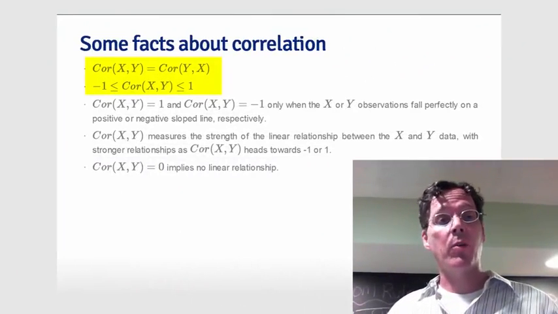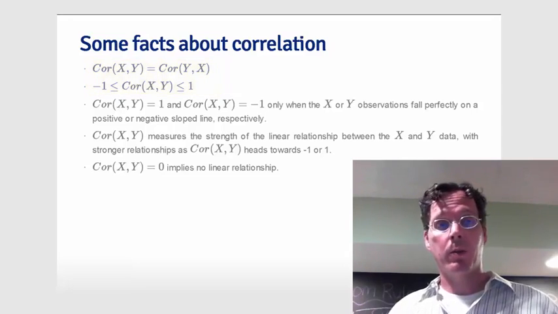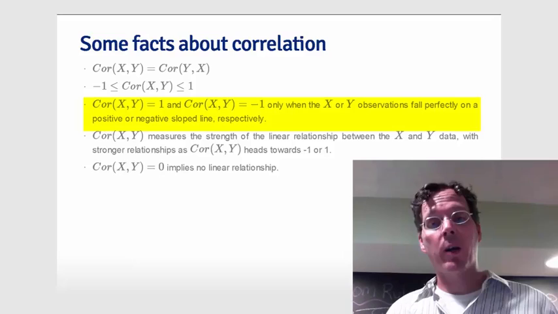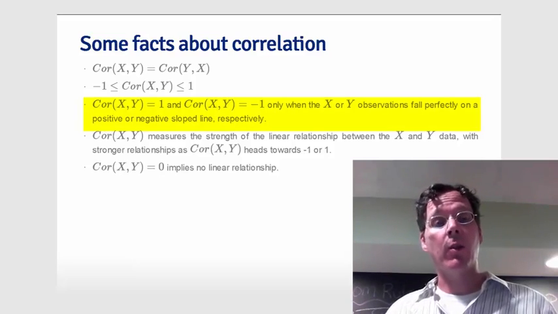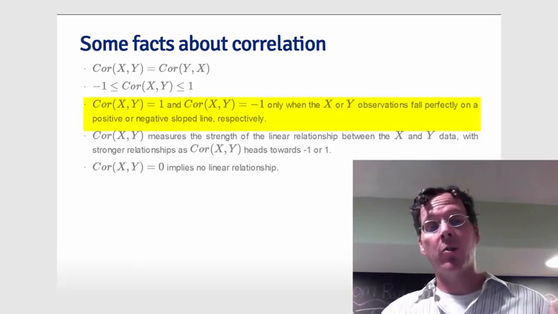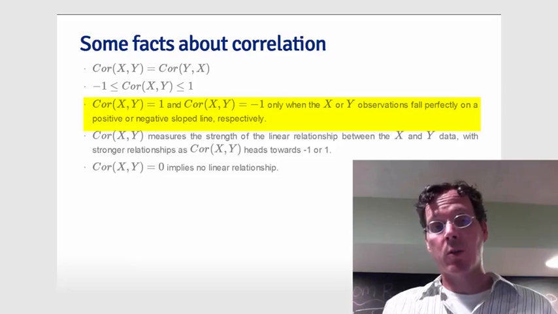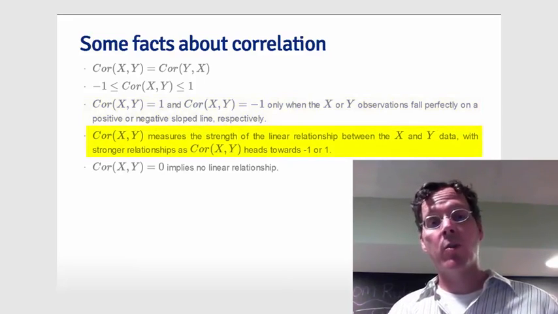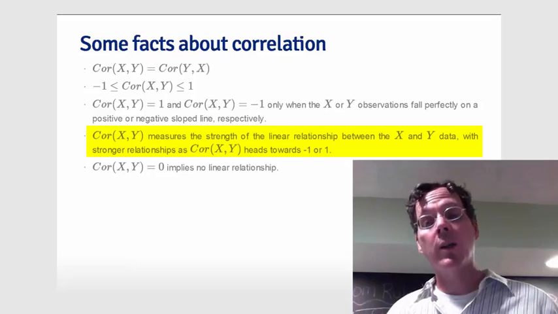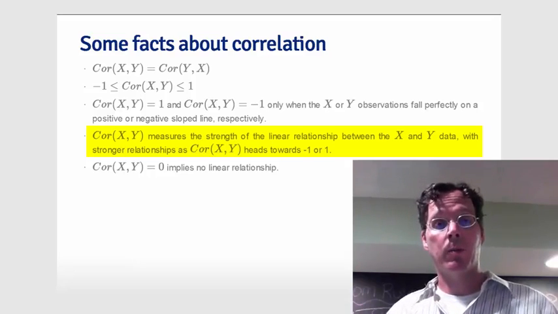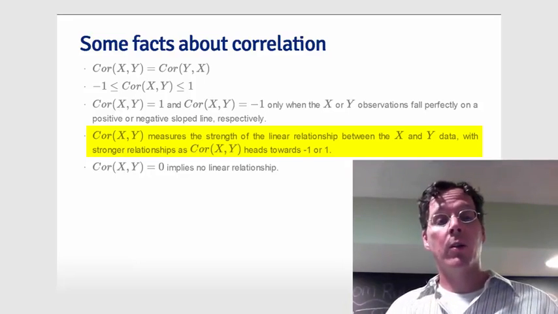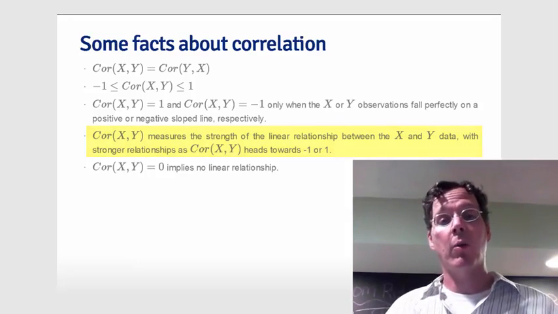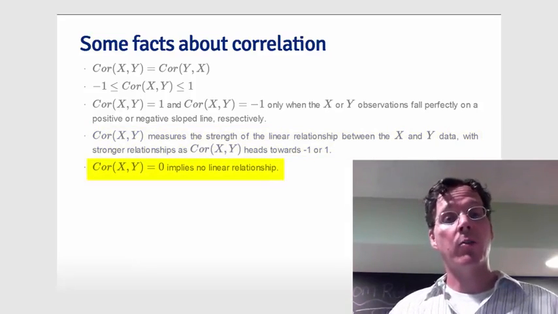So the correlation has to be between -1 and +1. And it's only going to achieve these bounds, -1 or +1, when the x and y observations fall perfectly on a positively or negatively sloped line, respectively. In other words, a positive line for a correlation of 1 and a negative line for a correlation of -1. The correlation measures the strength of the linear relationship between x and y, and so we'll see it's central in linear regression. The stronger the relationship we're estimating, the closer the correlation is toward the extremes, -1 or +1, and a correlation of 0 implies no linear relationship.